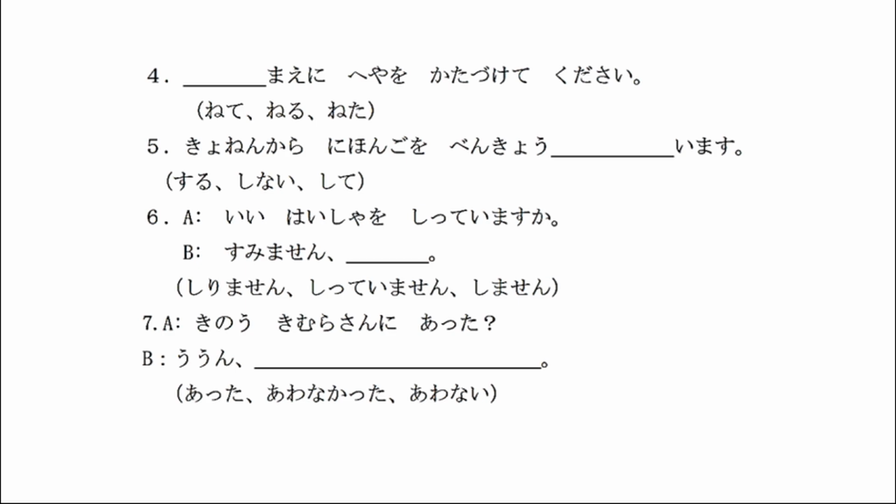Let us see the fourth sentence. From the options you can make out that the verb is nemasu, which means to sleep. Because mae ni is there, we have to use the dictionary form of nemasu, which is neru.